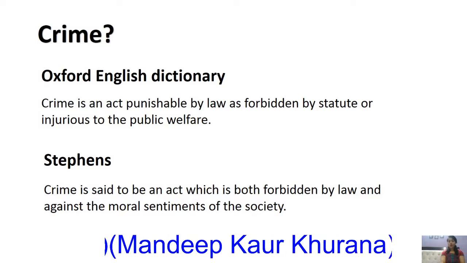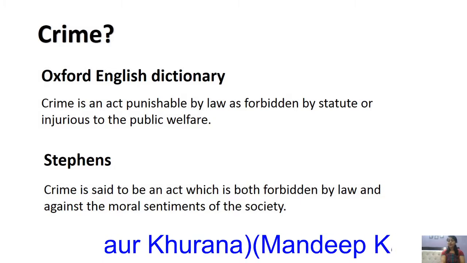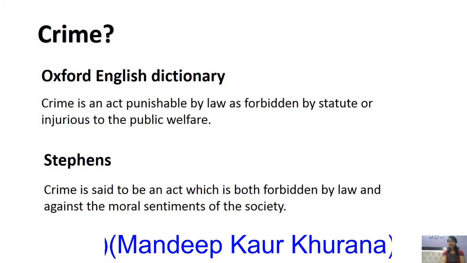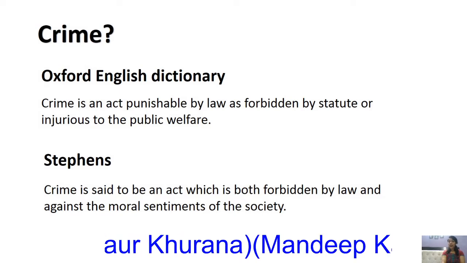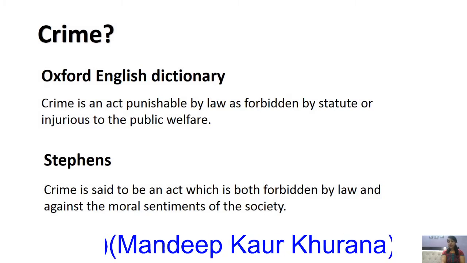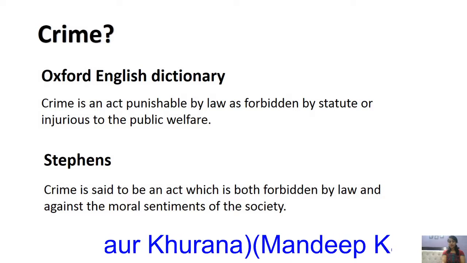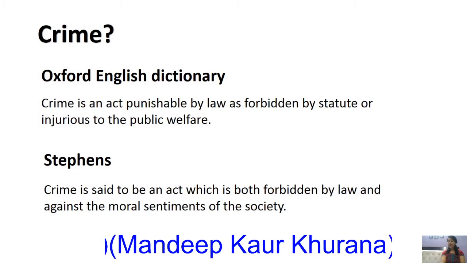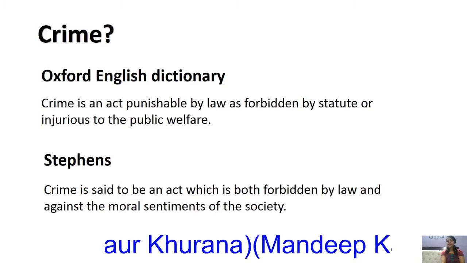Crime. According to Oxford English Dictionary, crime is an act punishable by law as forbidden by statute or injurious to the public welfare. So, according to Oxford English Dictionary, any act which is punishable means if a person is doing any act which is illegal. For example, a person is doing theft, and theft is punishable by law and also forbidden by our law. Hence, that person has committed the crime of theft. And theft is third, which is public welfare, and obviously theft is against our public welfare. Hence, that person will be held liable for the offense of theft.